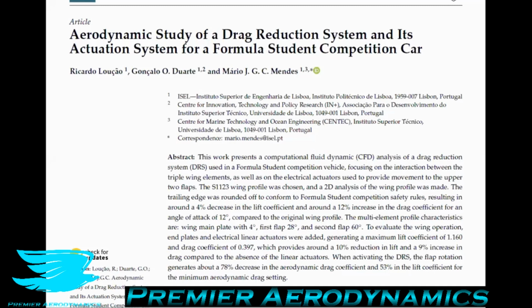Welcome to Paris Podcast number 115, and today we're talking about drag reduction systems for Formula Student cars. So, drag reduction systems are systems that reduce the drag on the downforce producing wings.